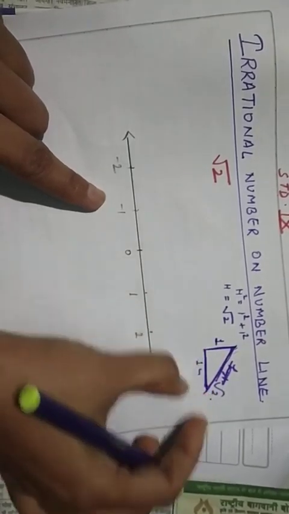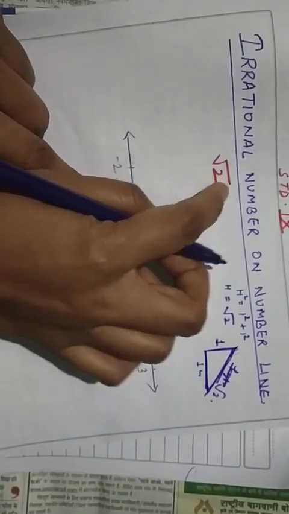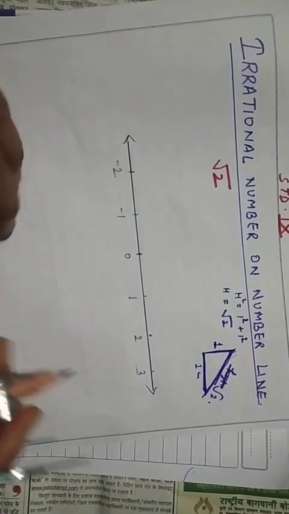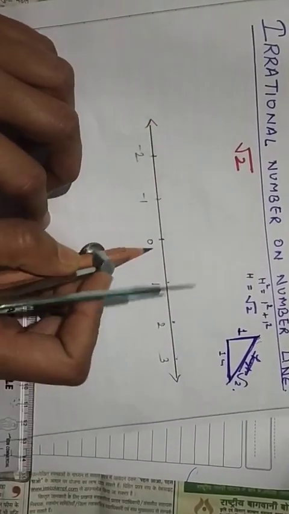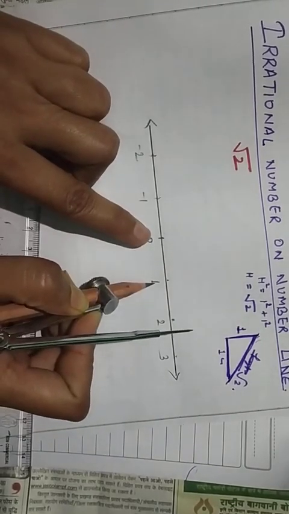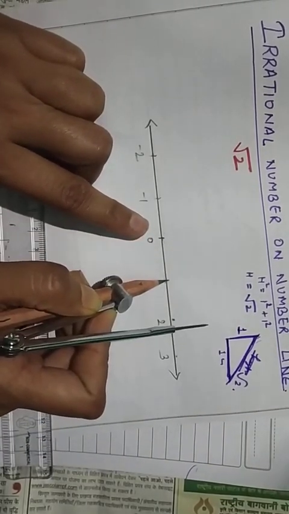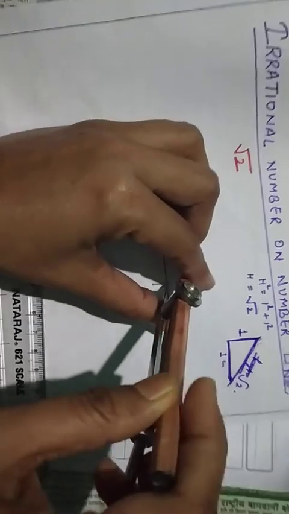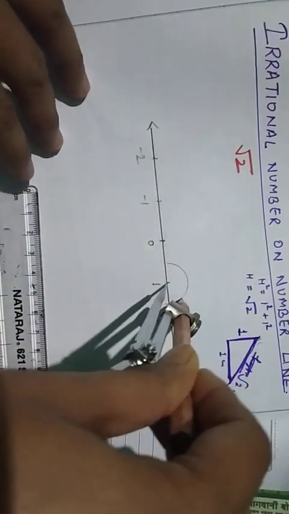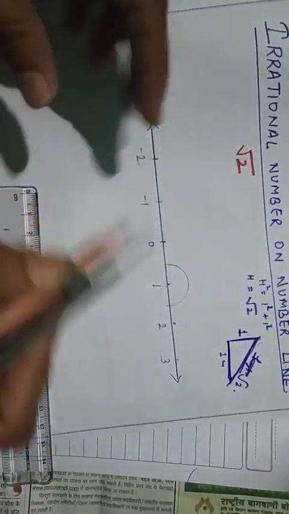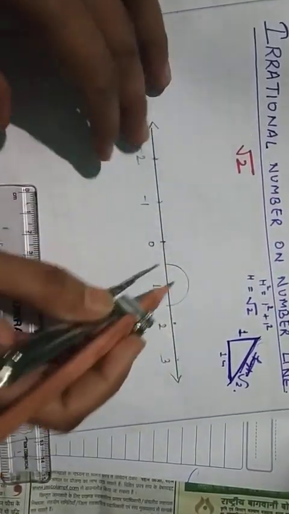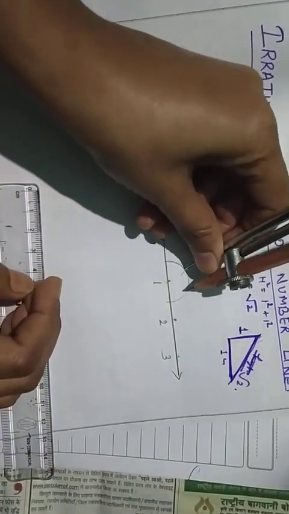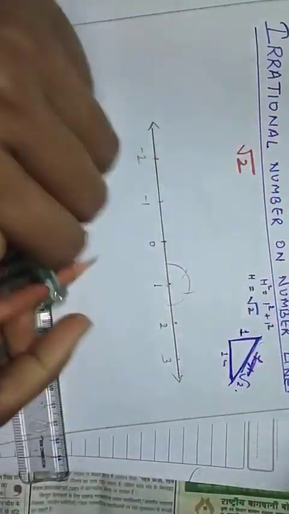So this is what we are going to use here to find out where root 2 exists on the number line. For this what you have to do is very simple, but you have to understand it carefully. This is 1 unit distance. Taking 1 unit distance, I am going to draw a perpendicular here. You know how to draw the perpendicular? Just draw a 90-degree angle here. One cut. Second.